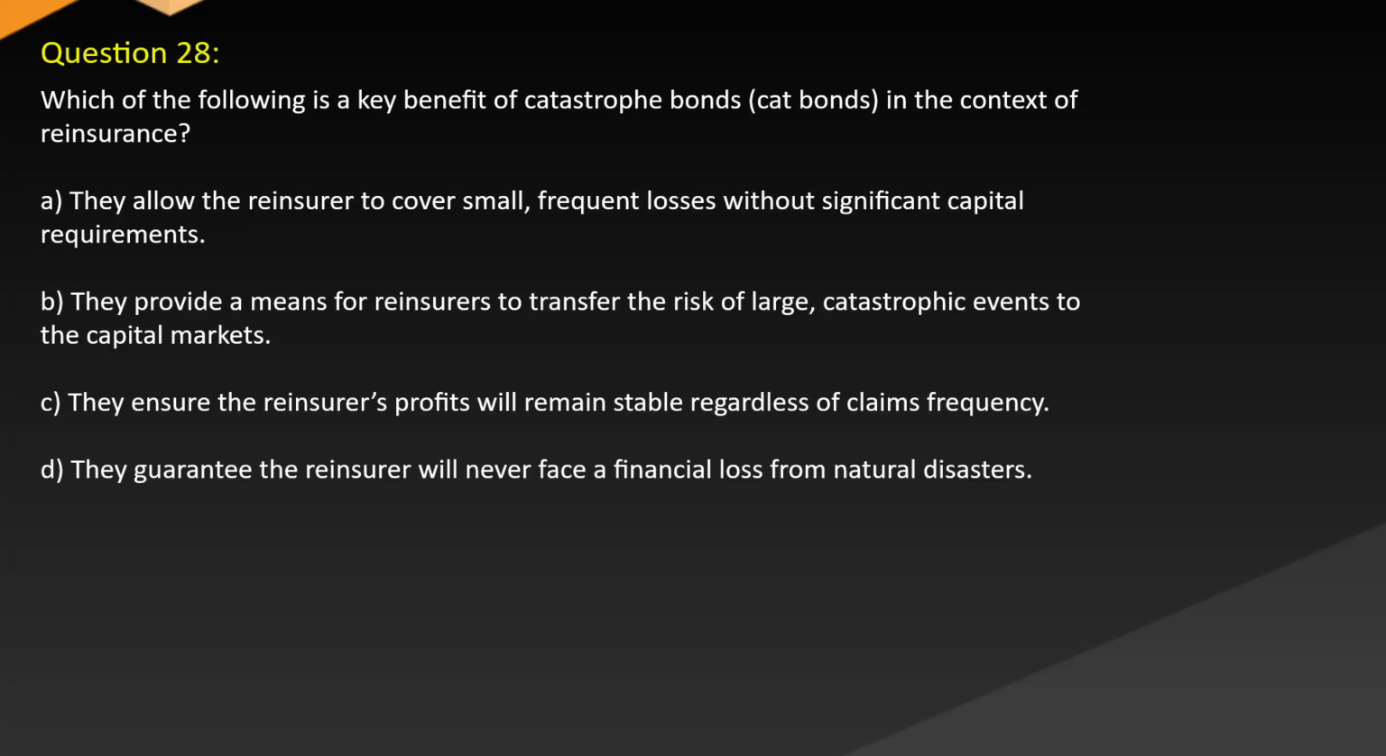Question 20. Which of the following is the key benefit of catastrophe bonds, cat bonds, in the context of reinsurance? A. They allow the reinsurer to cover small, frequent losses without significant capital requirements. B. They provide a means for reinsurers to transfer the risk of large, catastrophic events to the capital markets. C. They ensure the reinsurer's profits will remain stable regardless of claims frequency. D. They guarantee the reinsurer will never face financial loss from natural disasters.